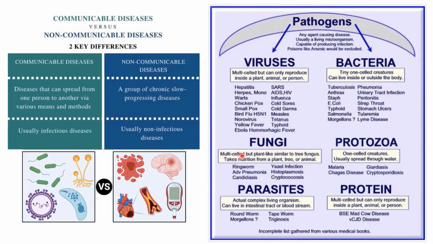So these are multi-celled but plant-like, similar to tree fungus, right? So they spread like roots of a tree. So when they are inside a body or in a host, they spread very fast. That's why fungal infections are very serious actually. For example, if a diabetic patient gets a fungal infection in the foot, it can actually lead to amputation of that limb, right?